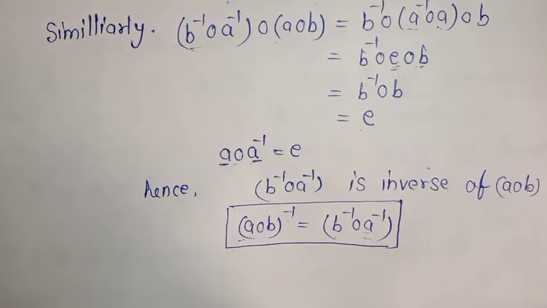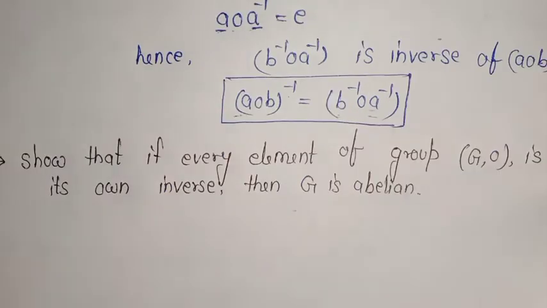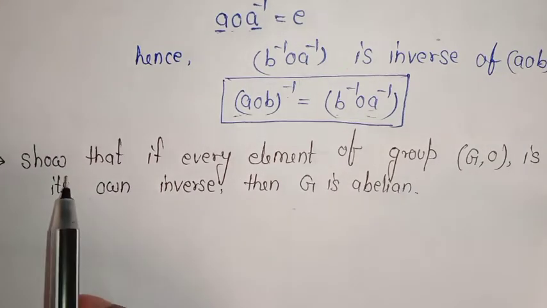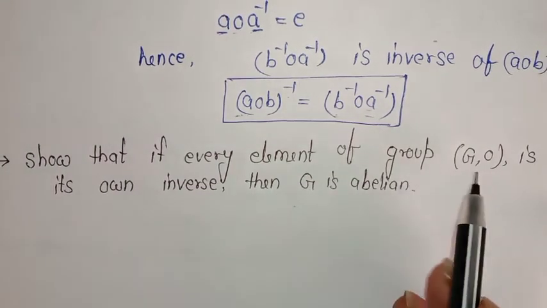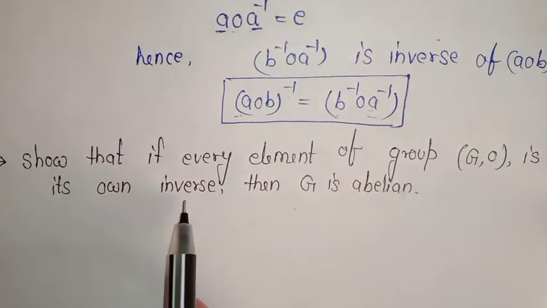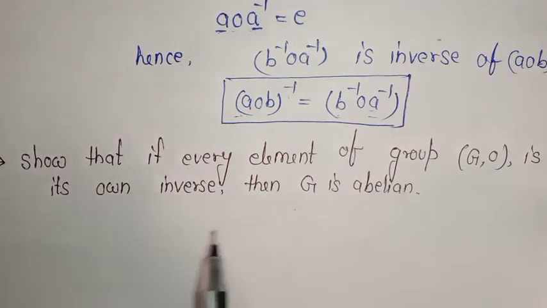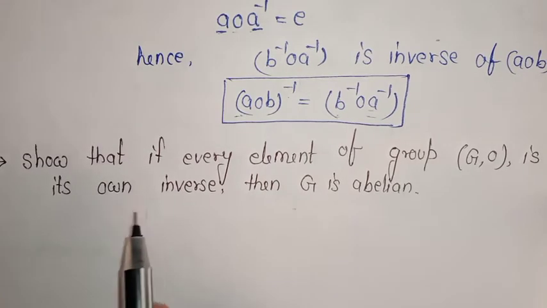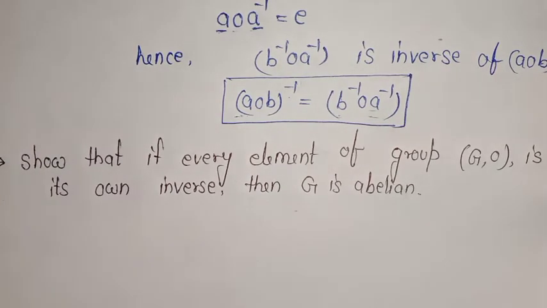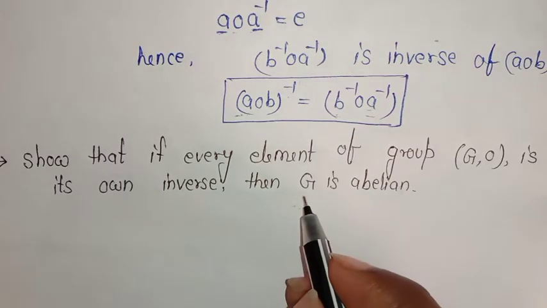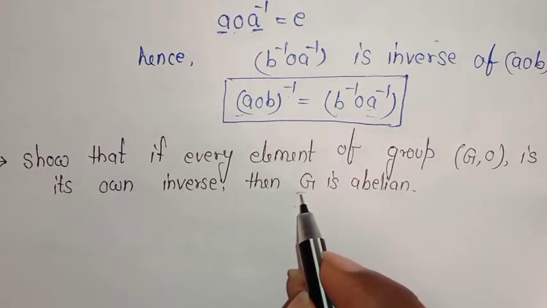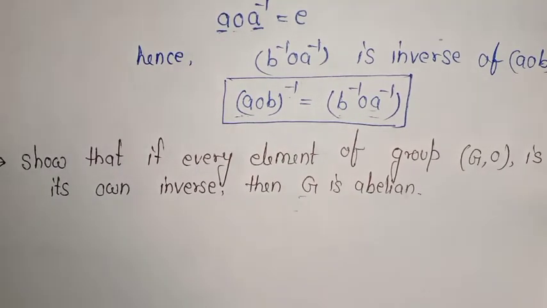Now I will take our next property. So our next property is: if every element of the group (G, ∘) is its own inverse, own inverse means self-inverse, that is, whenever you choose any element from G, the inverse of the element will be the same element. If this condition is satisfied, in that case the group that we have taken must be an abelian group.